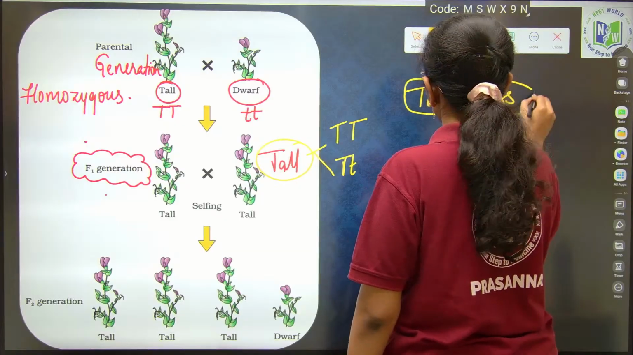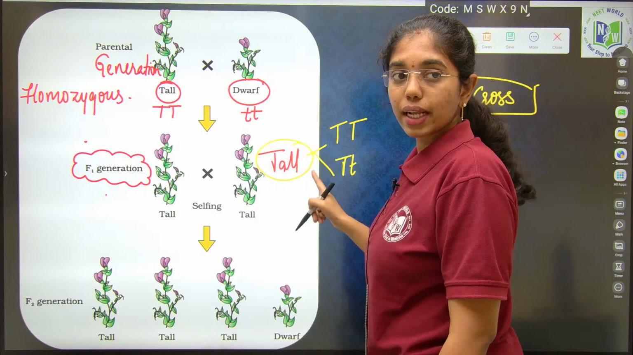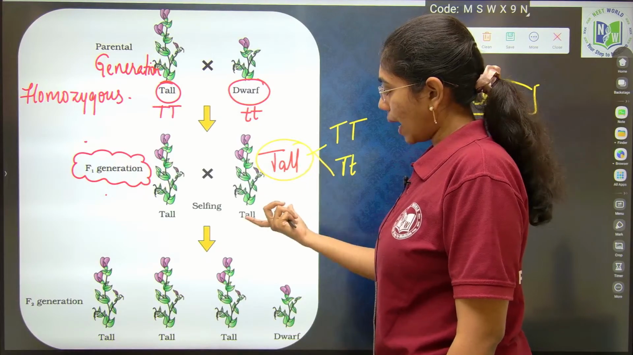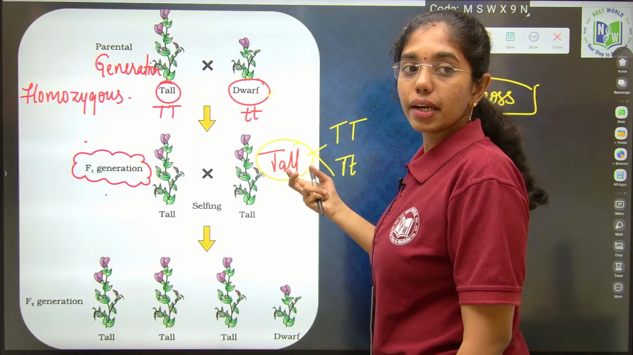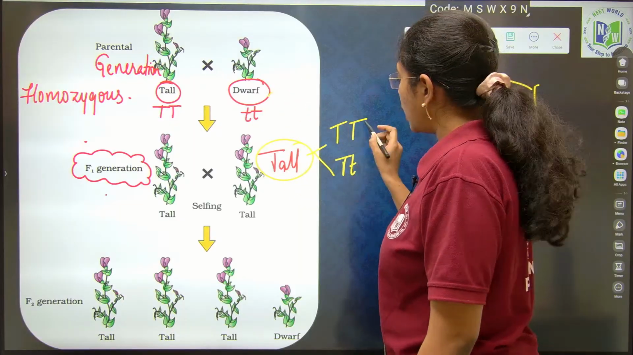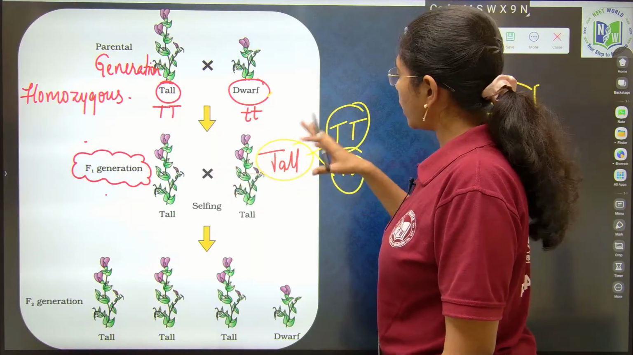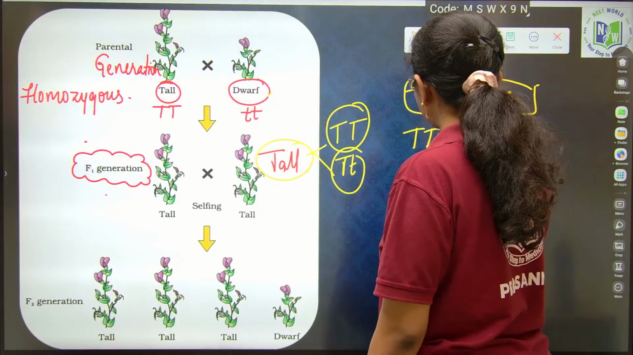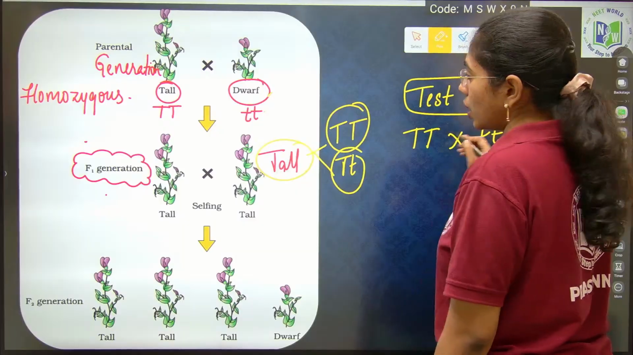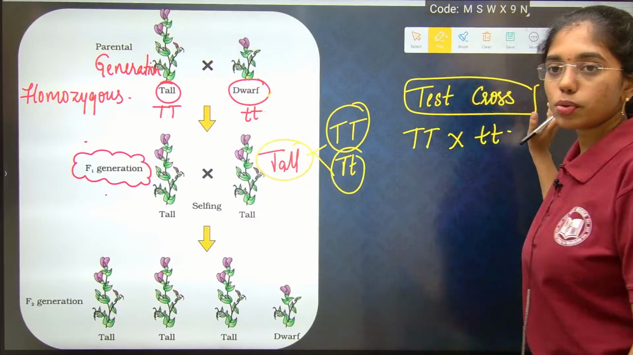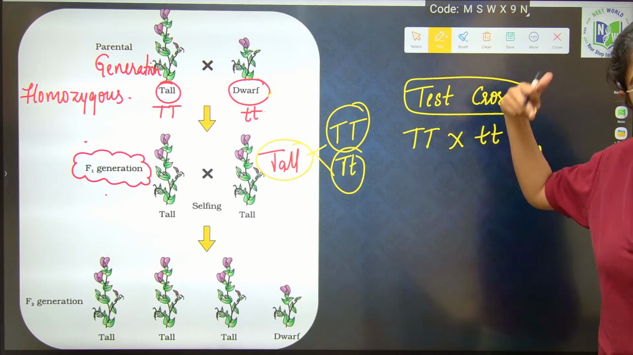What is test cross? The plant whose genotype is unknown, when it is crossed with the recessive parent, you can easily identify the genotype of that plant. Let us suppose all the plants obtained in F1 generation are homozygous tall, and when it is crossed with homozygous dwarf, that is the recessive parent. Test cross means crossing of the plant whose genotype is unknown with its recessive parent.